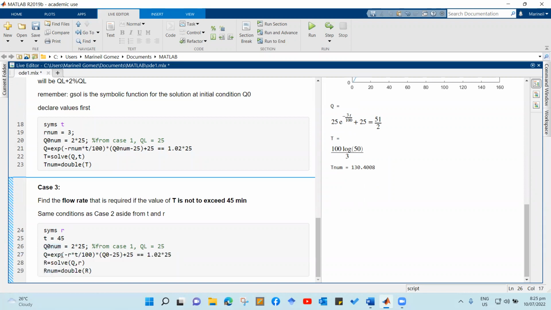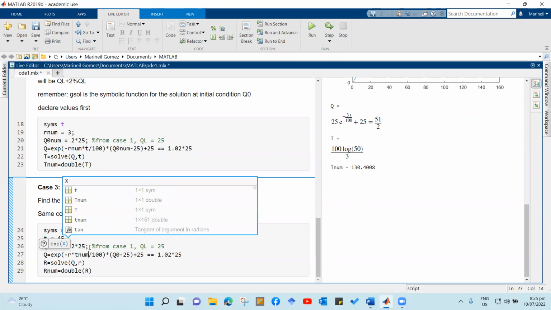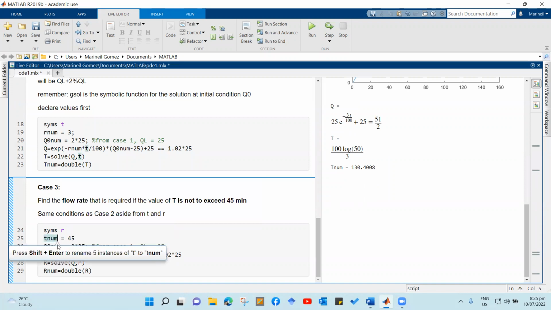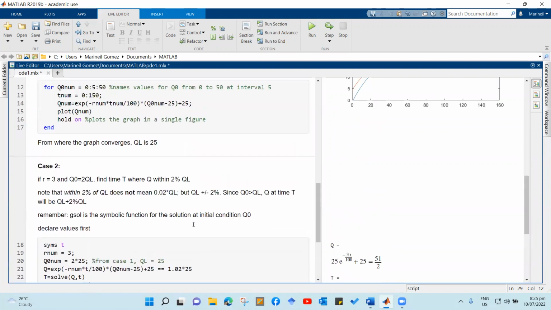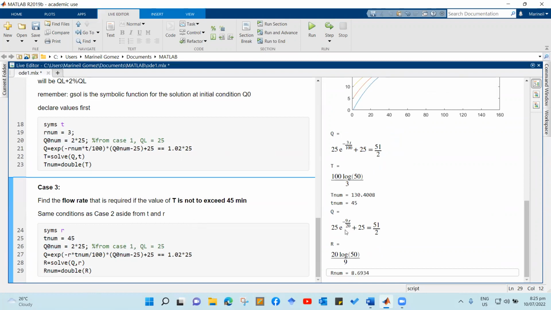Q num, same case. This is r. This becomes t num, so I'll just put it as a numerical value. t num is 45, Q0 num is equal to this. And then rsolve, the same approach. The rate should be 8.63 gallons per minute. So anyway, that's how you apply MATLAB in solving some differential equations. In the next videos, we will be looking at other examples.